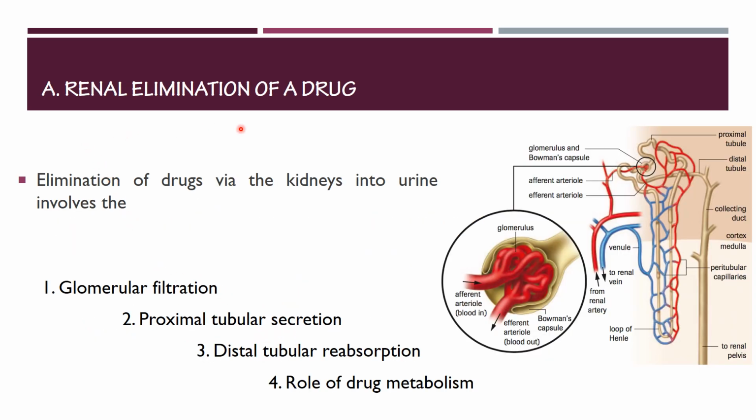Renal elimination of a drug. Elimination of drugs via the kidney into urine involves the following steps: glomerular filtration, proximal tubular secretion, distal tubular reabsorption, and the role of drug metabolism.